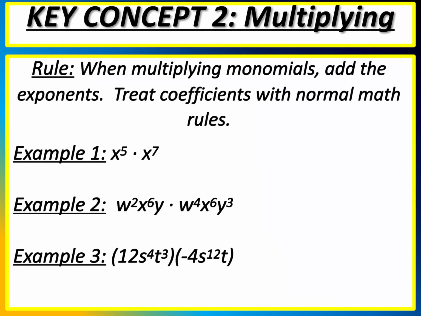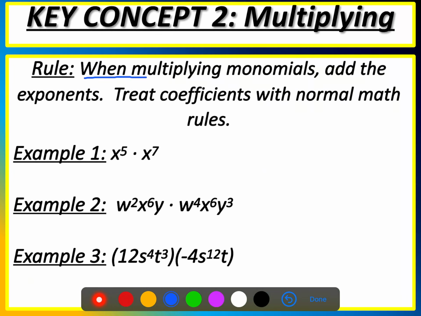Rule number 1 for exponents. When we multiply monomials, we add the exponents. That is your rule. Anytime you have coefficients, those are normal numbers, so we treat them with normal operations. So in example 1, I'm going to add the exponents. X to the 5th times x to the 7th is x to the 12th.